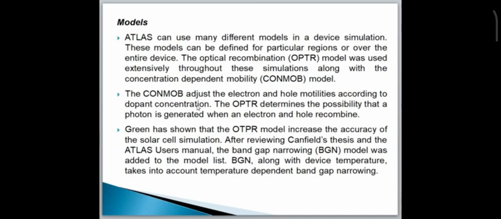Next, Green has shown that the OPTR model increases the accuracy of the solar cell simulation. After reviewing Canfield's thesis and the Atlas user manual, the band gap narrowing model was added to the model list. BGN along with the device temperature is used to take into account temperature dependent band gap narrowing.